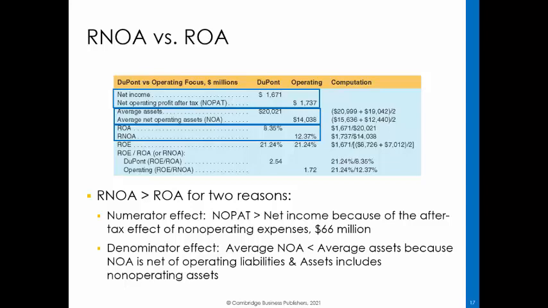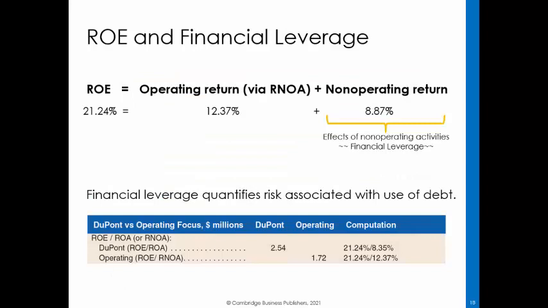The denominator effect in the return on net operating assets calculation was $14,038 million compared to return on assets of $20,021 million, which also pushed the RNOA higher. This slide shows the calculations of return on equity for Boston Scientific.